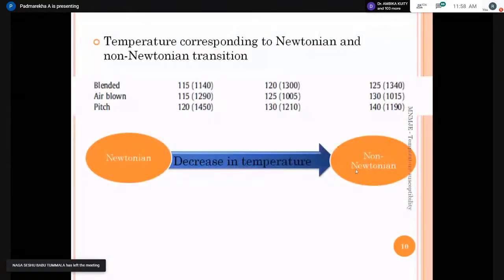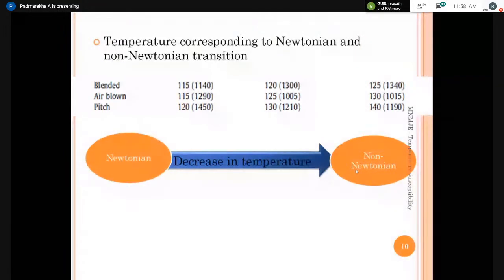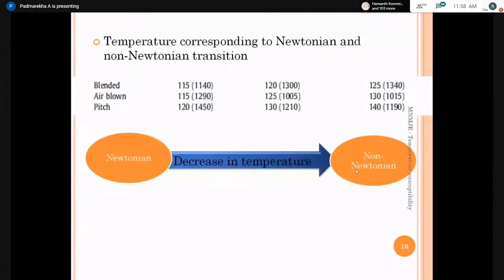Now, this viscosity parameter is used in determining the mixing and compaction temperature. I want to mix a binder, bitumen, with an aggregate. What temperature do I need to mix at? How do you decide what temperature to use for mixing and compaction of a bitumen and an aggregate in a mixing plant? This temperature is decided based on the bitumen flow behavior.